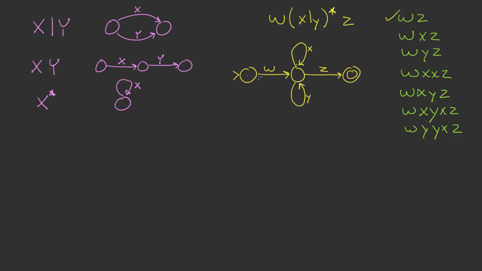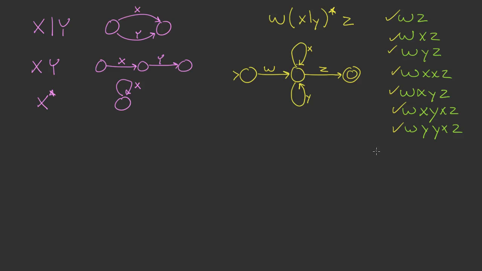WXZ. We'll go W, then X, then Z. Very good. WYZ. This one works. WXXZ. Perfect. WXYZ. Excellent. WXYXZ. And then the last one is the WYYXZ. So all of those work out just fine for that.